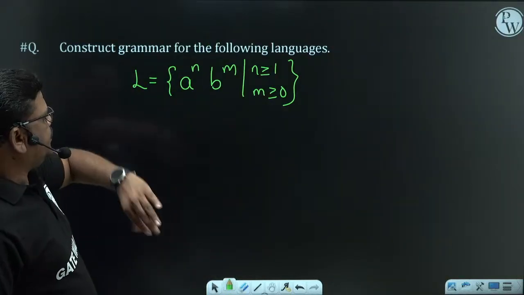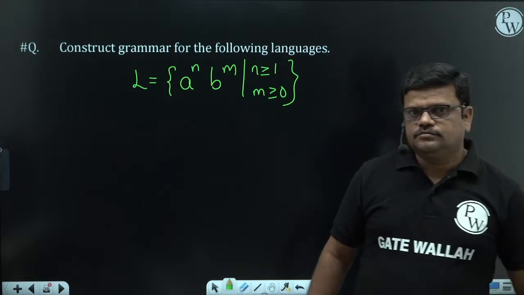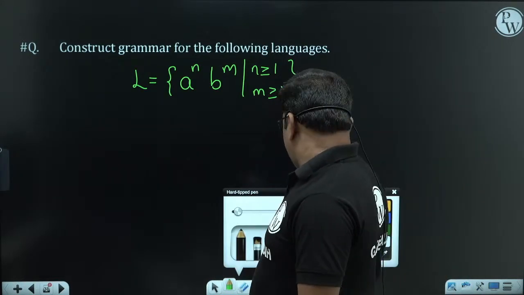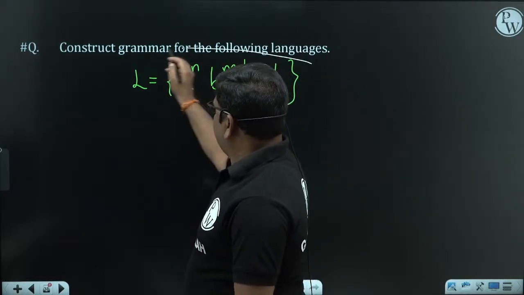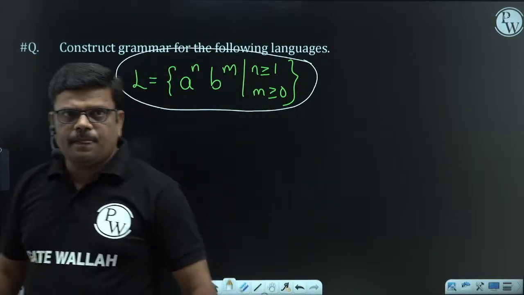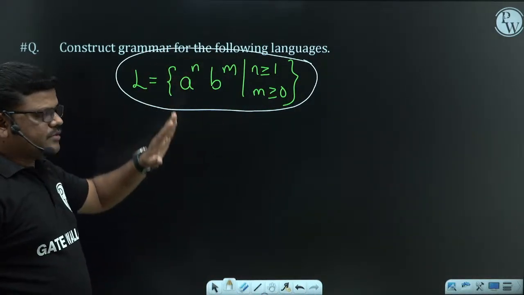Now we will go for the reverse of this in a similar way. If a language is given, sometimes they will give a language, how to construct the grammar from this language. Here in this example, he has given a language for us. We need to construct a grammar.